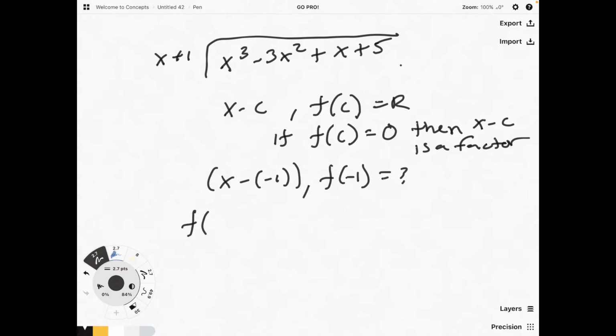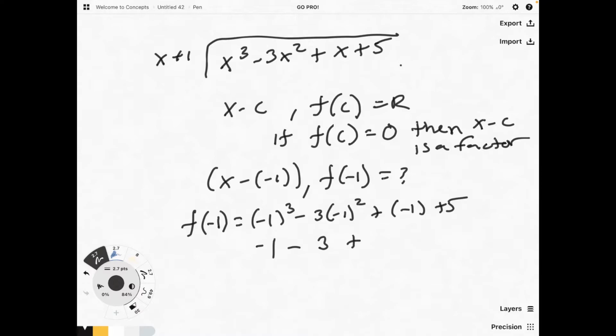If we plug negative 1 into the function, then we're going to get negative 1 to the third minus 3 times negative 1 squared plus negative 1 plus 5. This is going to be a negative 1. That's an odd power. Minus, that's an even power, so that's positive. 3 times 1 is 3 plus negative 1 plus 5. Here we get negative 1 minus 3 minus 1 plus 5. This is negative 5 plus 5, and that equals 0.